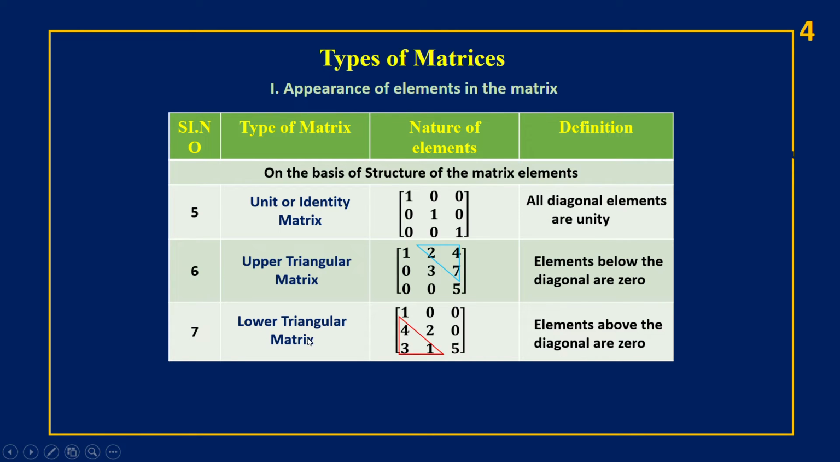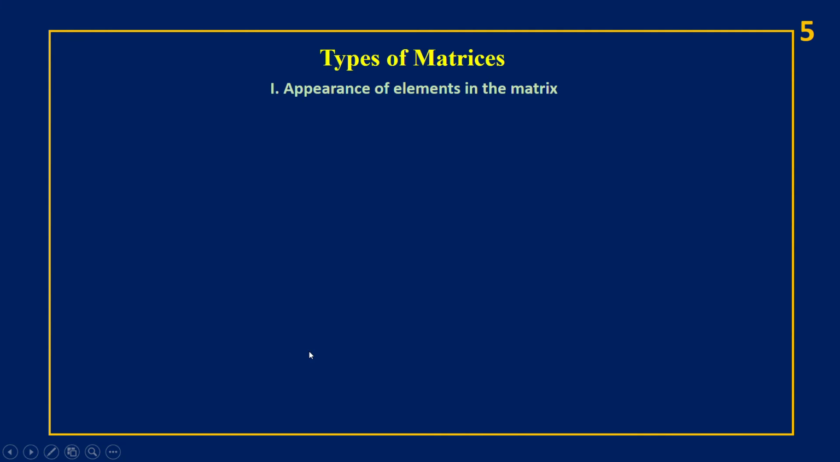Lower triangular is a matrix in which elements are there in the lower triangle, below the diagonal elements. In the lower triangle, there will be elements below the principal diagonal. Okay, this is the representation for lower triangular matrix.